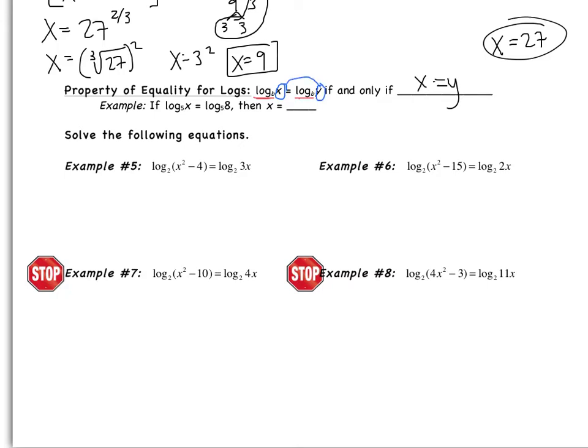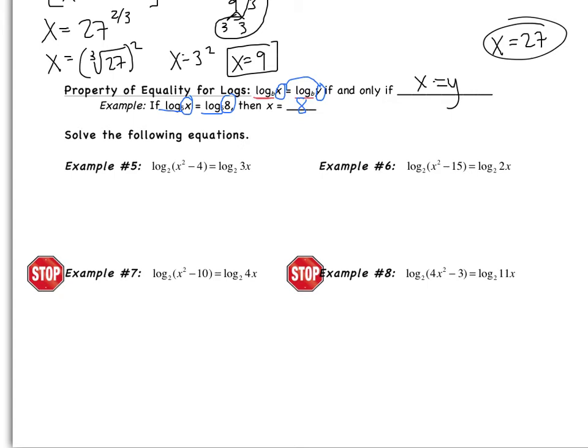So in the example, we have log base 5 of x, log base 5 of 8. So both sides have log base 5, so the arguments are equal. So x equals 8. Now that was a much simpler example than what we're going to be doing in class. What we're going to be doing in class is a little more complicated, but it uses the same idea. So we're going to do examples 5 and 6 together. You all are going to do 7 and 8.